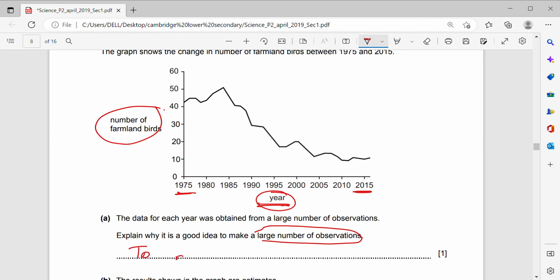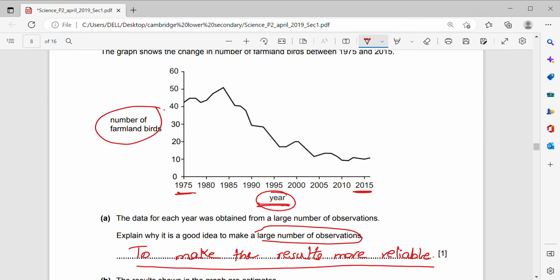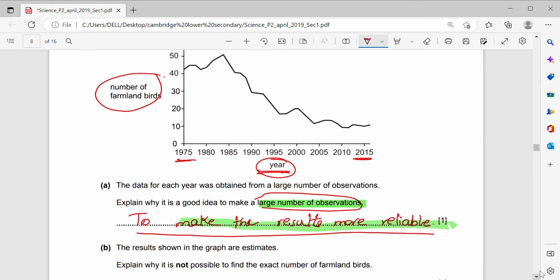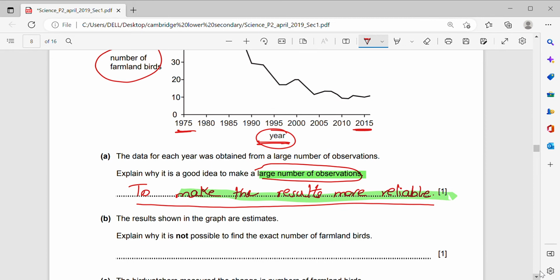To make the results more reliable. مهمة أوي الجملة دي علشان لو جت في سؤال why do we repeat the experiment أو why do we make large number of observations علشان to make the results more reliable. طيب. Next question. The results shown in the graph are estimates.